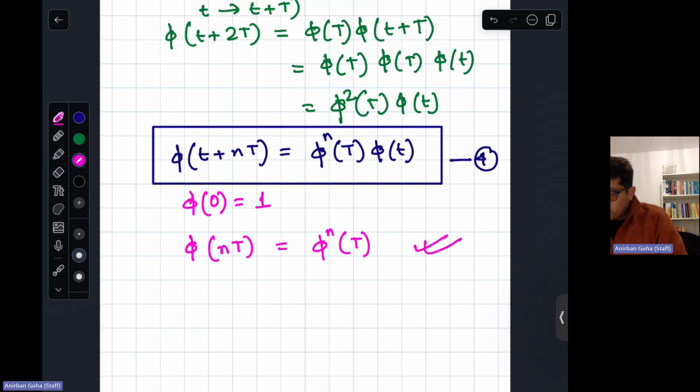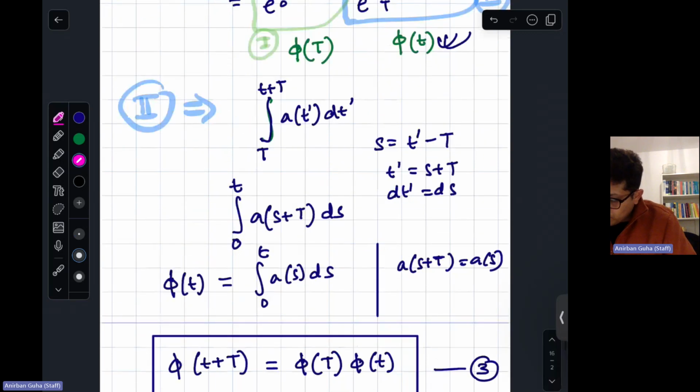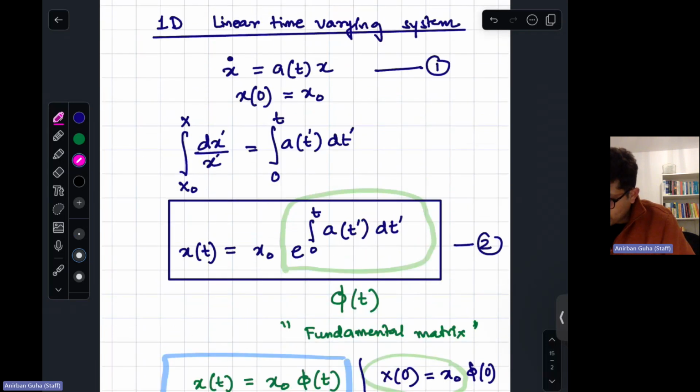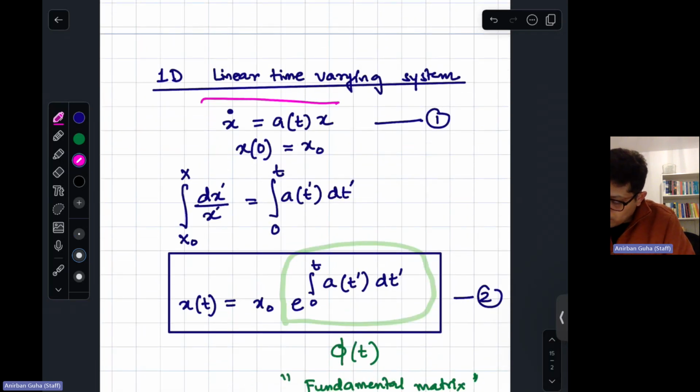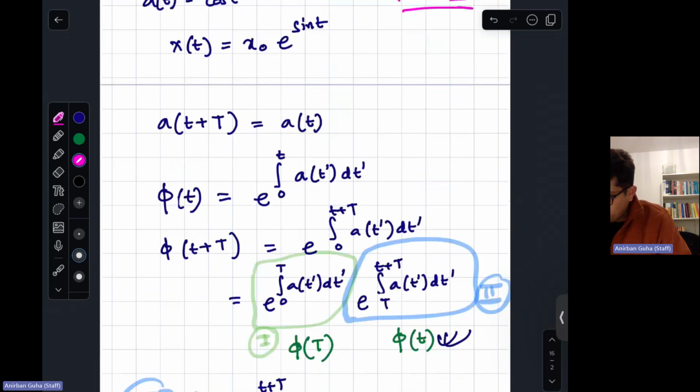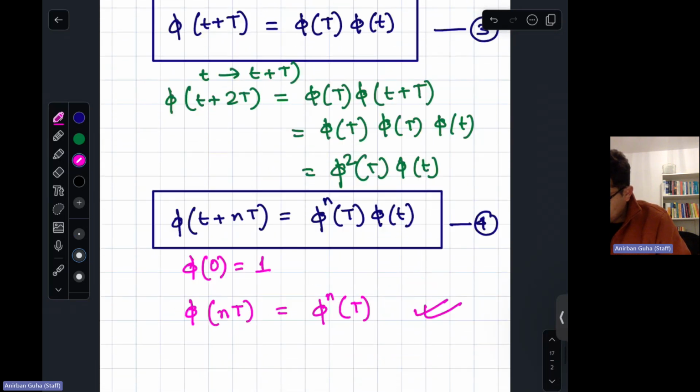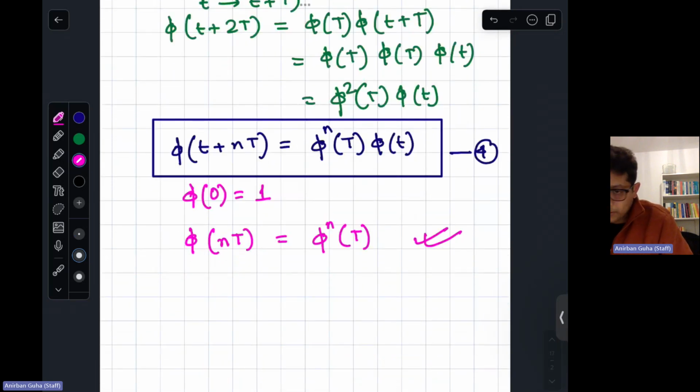So that's all for today. What we have understood is the simple 1D, or scalar, linear time varying system, and we have seen the problem for the specific case where the coefficient A is periodic with a periodicity capital T. So that's all for today. Thanks.